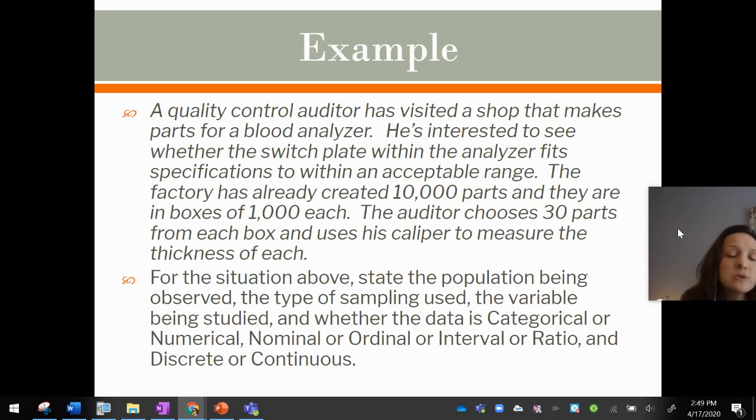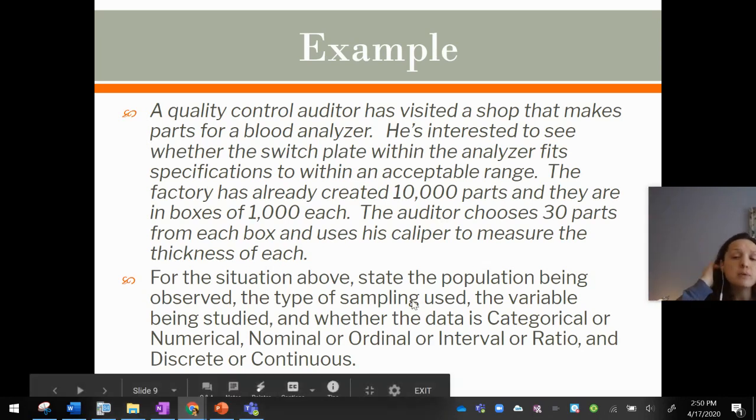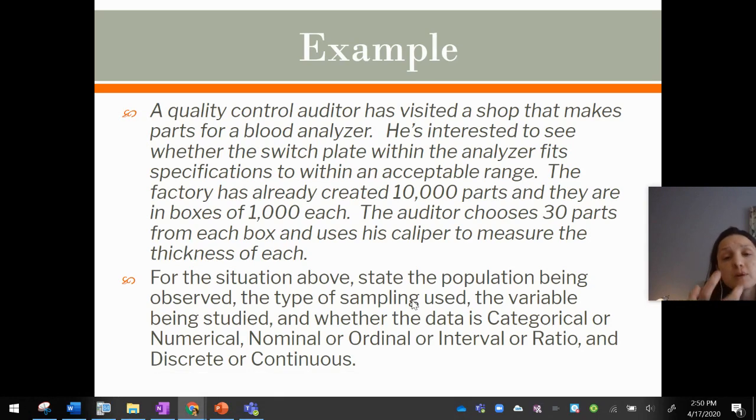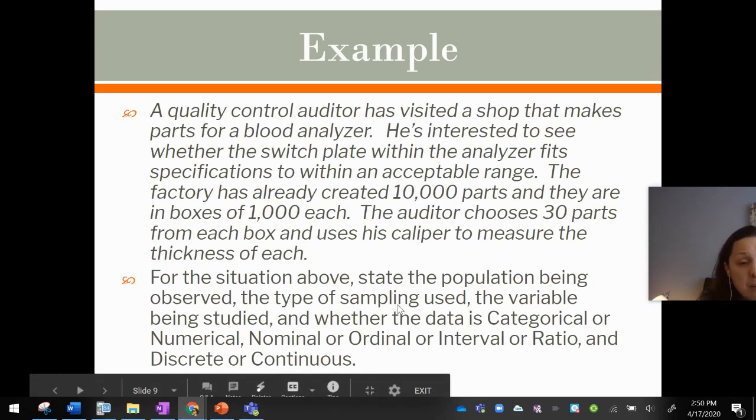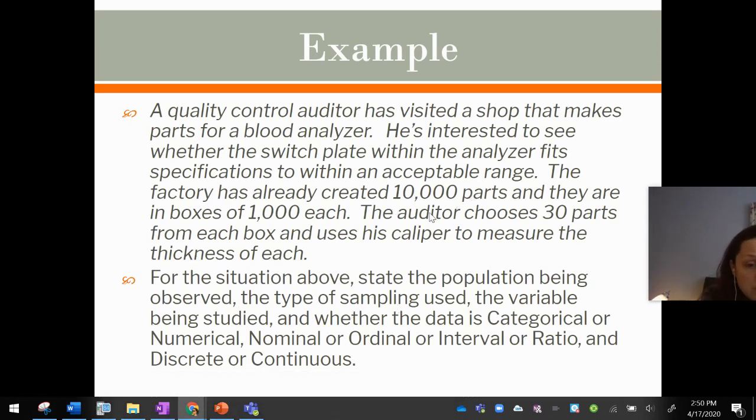So the factory's got 10,000 parts and they're in boxes of 1,000 each. The auditor's not going to measure all 10,000, so he chooses 30 parts from each box. So what type of sampling is that? Well, he's sampling using cluster sampling or stratified sampling because it's already chunked. What's the population being observed? Well, he's sampling the 10,000. So the population being observed is the 10,000 parts.